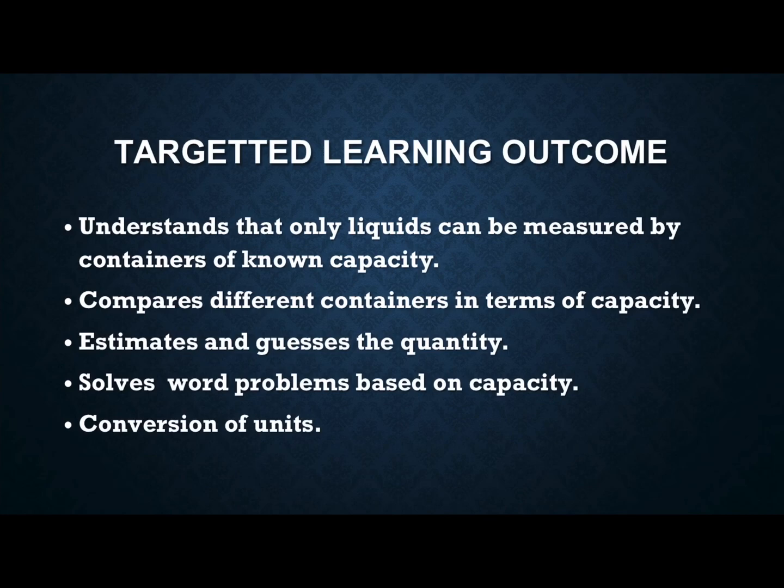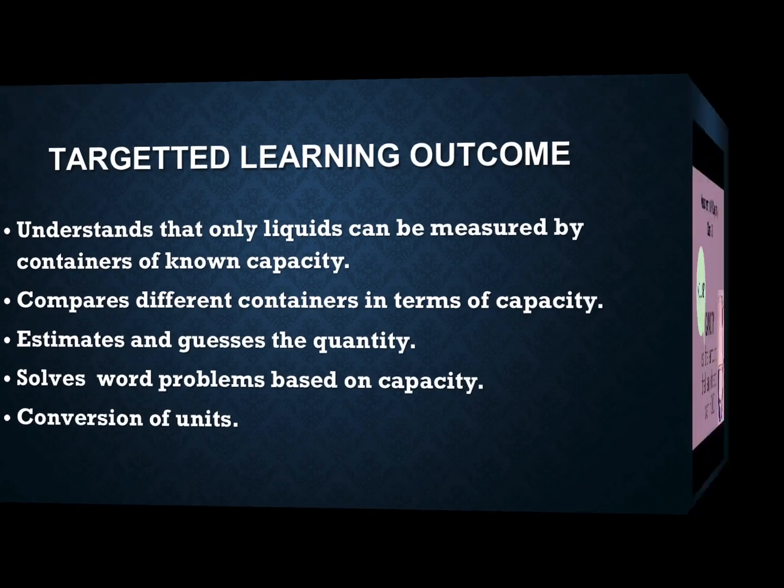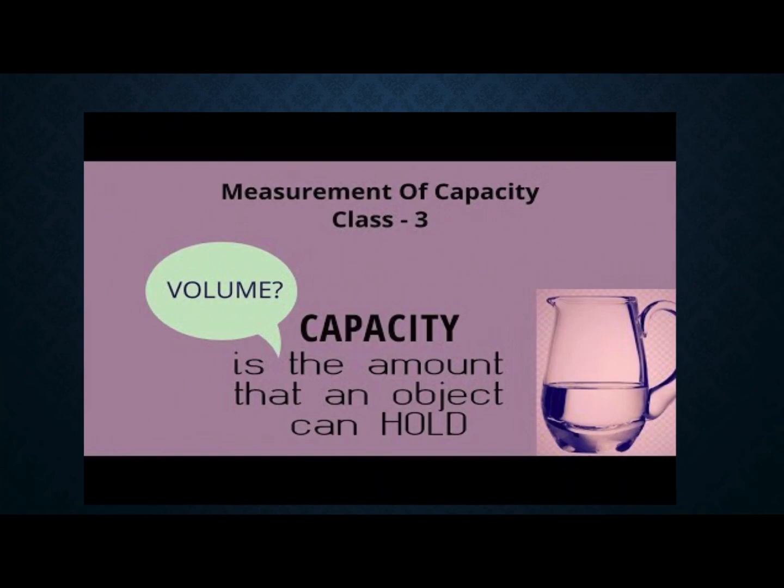What is the targeted learning outcome? The children should understand that only liquids can be measured by containers of known capacity. They compare different containers in terms of capacity, estimate and guess the quantity, solve word problems based on capacity, and convert the units. Previously, in the last chapters, they learned how to convert the units. Here in capacity, they should have the skill to convert the units.